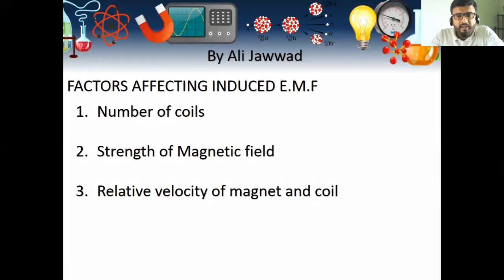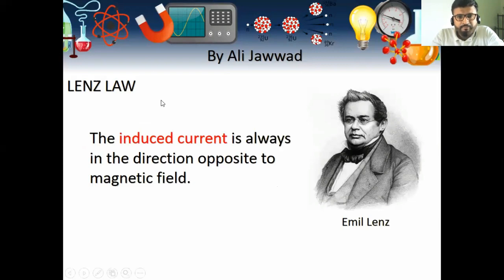Now there is another important law which has a fundamental position in electromagnetic induction, known as Lenz's law. Lenz's law is about induced current. The induced current means the current produced because of the movement of the coil or the movement of the magnet. It says that the induced current is always in the opposite direction of the magnetic field. And what does it mean? Let us see it diagrammatically.